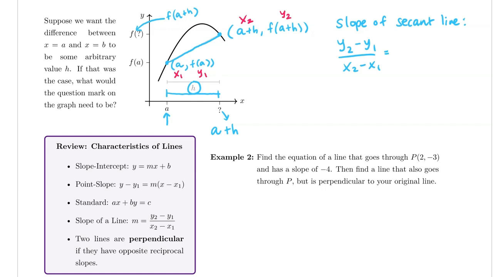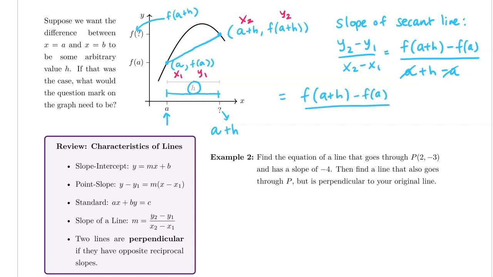So if I fill in those values, we would have f of a plus h minus f of a all over a plus h minus a. Now we can actually simplify this expression because this a and this a will cancel out, and so we get that the slope of the secant line is equal to f of a plus h minus f of a all over h. Now, if you look at this thing, it should seem somewhat familiar from pre-calculus, and this is just a variation of the difference quotient.